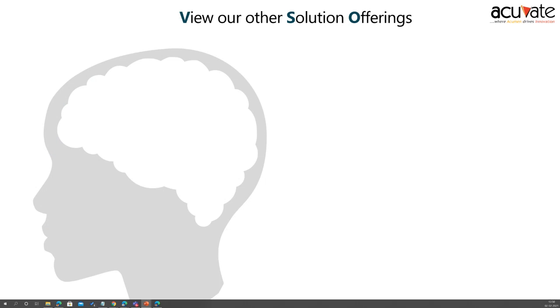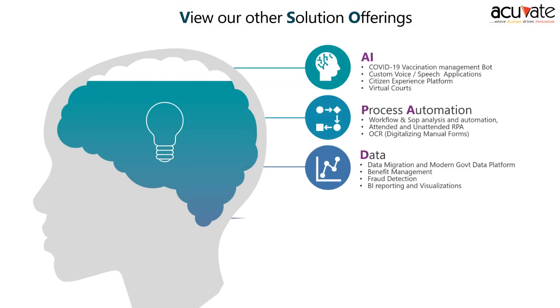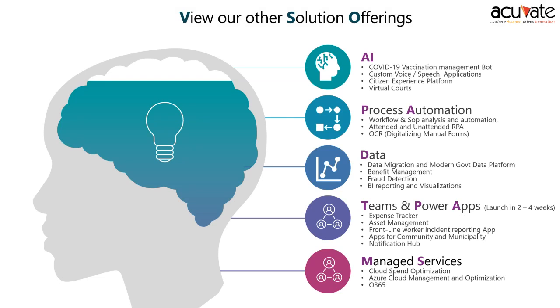But moving on, before I hand it off, the kind of technologies that we use, right? We also, from our other solution offering, other than the return to work, from a whole local, regional government and public sector perspective, we are actively involved in AI, process automation, data, Power Apps, and managed services. Right, we've been working with Microsoft for a COVID-19 vaccination management bot, which allows you to do bookings and manage vaccinations, and where people can easily book their slot 1 and 2 using a chatbot.